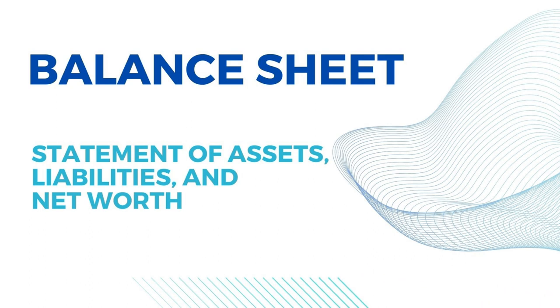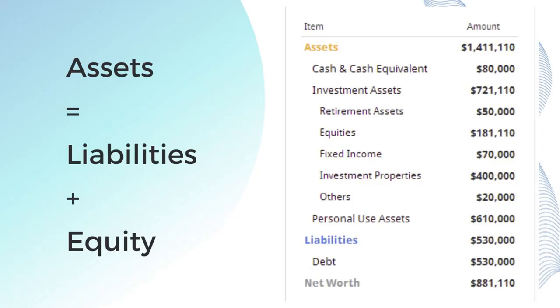Personal finance. What is a balance sheet or statement of assets, liabilities, and net worth? The term balance sheet refers to a financial statement that reports a person's or company's assets, liabilities, and equity at a specific point in time. It lists all your properties and financial obligations.